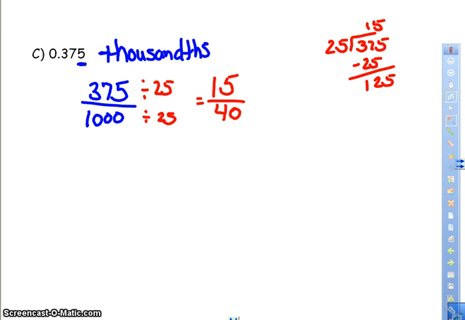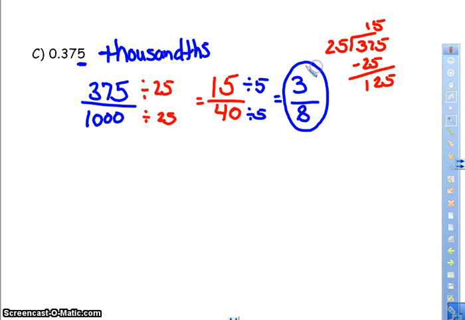So you'll notice that I still end in 5 or 0, so I'm going to divide by 5 again. 15 divided by 5 is 3. 40 divided by 5 is 8. And this here is my simplest form. So 375 thousandths simplifies to 3/8.